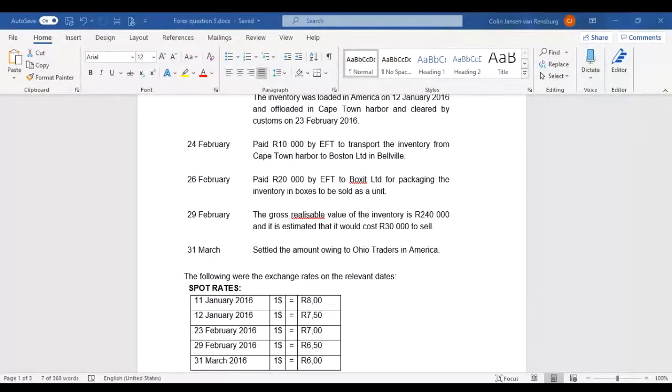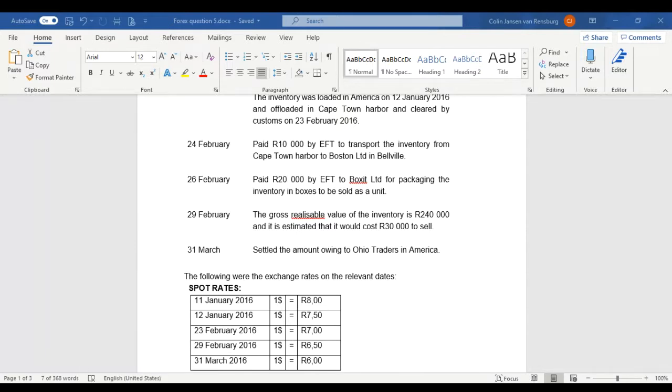So, the net realizable value, ladies and gents, is defined in IAS 2, which deals with inventories, as what you can sell it for, the amount that you can sell the inventory for. That is often, in this question, referred to as your gross realizable value, and then less two other costs that you might need to incur. So it's your gross realizable value, what you can sell it for, less any cost that you need to incur to complete the product.